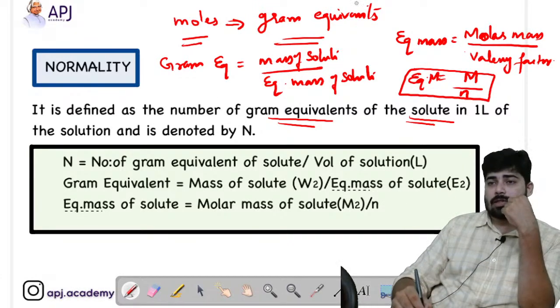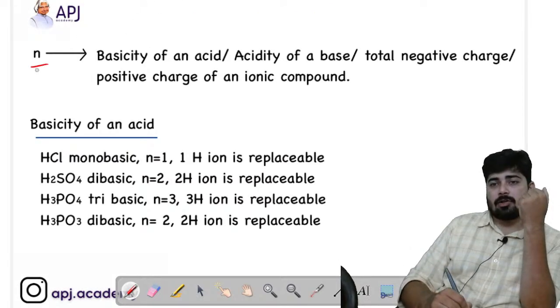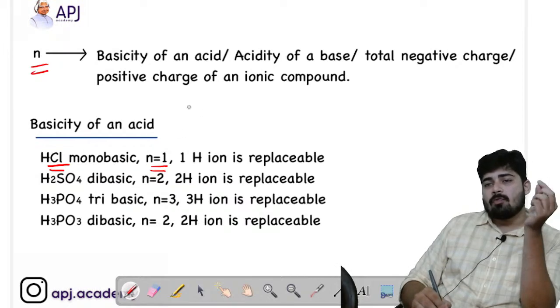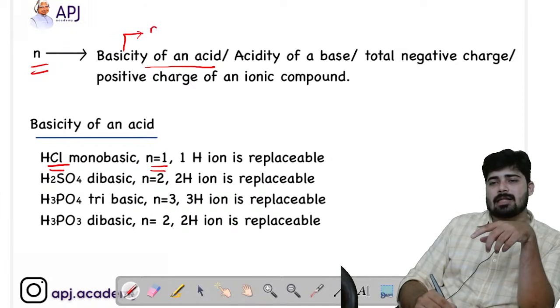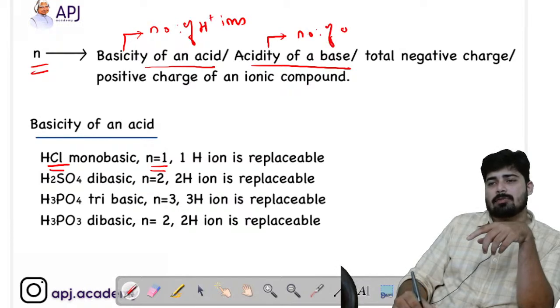So you have to understand what valency factor is. Here we denote the valency factor as n. If you are considering an acid such as HCl, the valency factor is equal to 1. How do I know it is 1? Valency factor indicates the basicity of an acid, which means the number of H+ ions it can release. Or it means the acidity of a base, which means the number of OH- ions it can release.